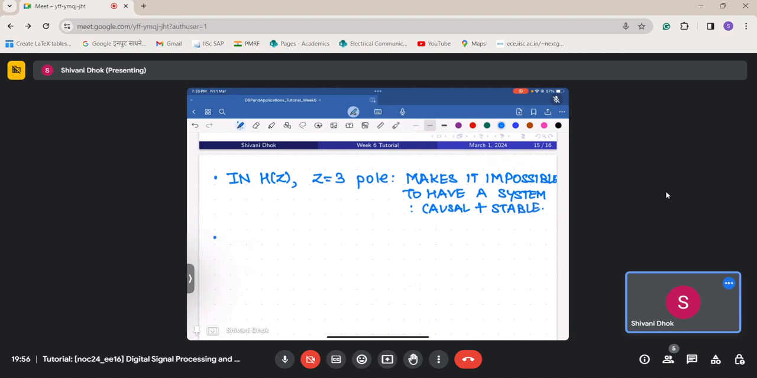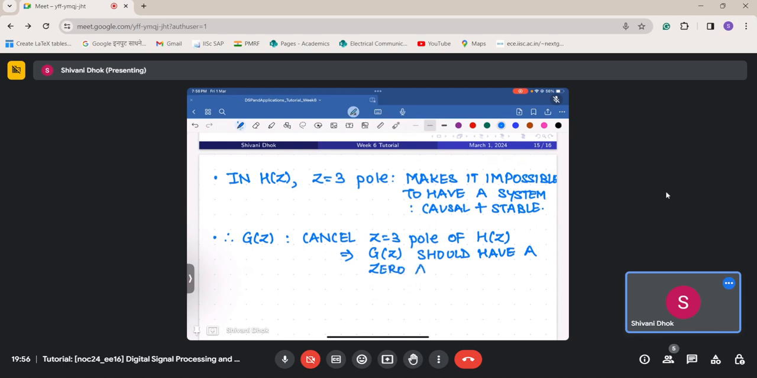So therefore G(z) should cancel the z equals 3 pole of H(z), which means that G(z) should have a zero at z equals 3.